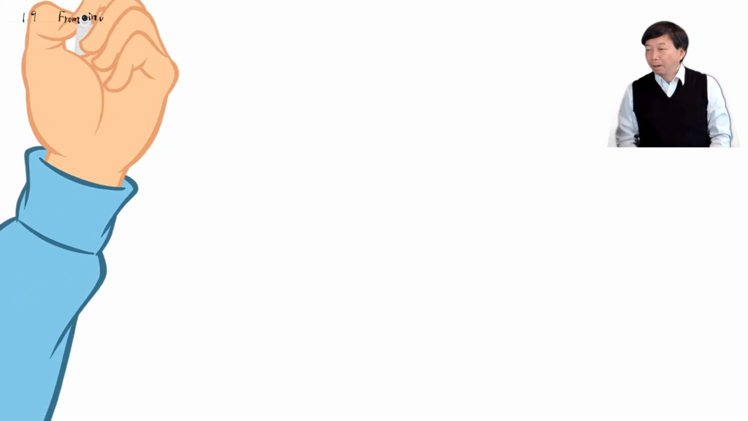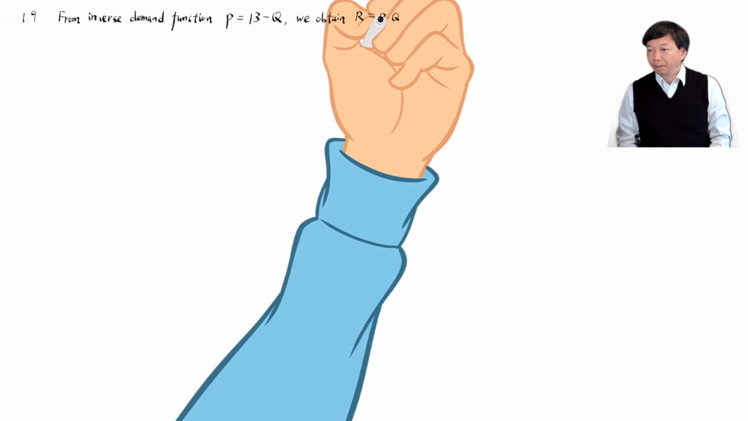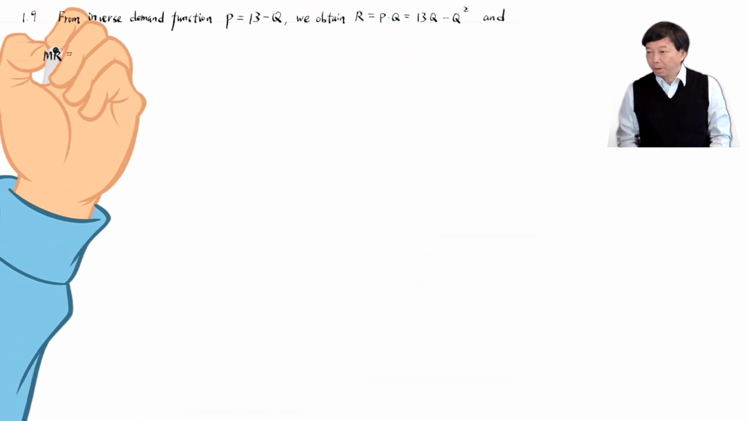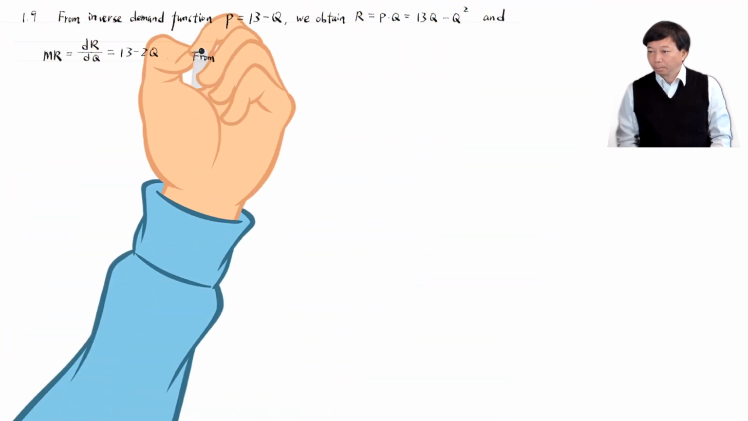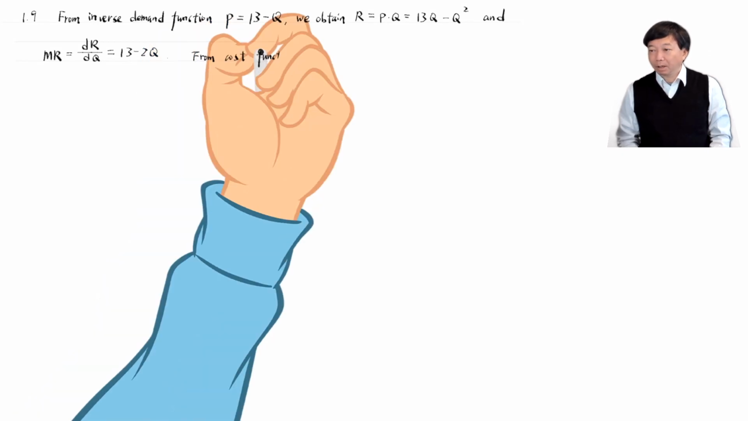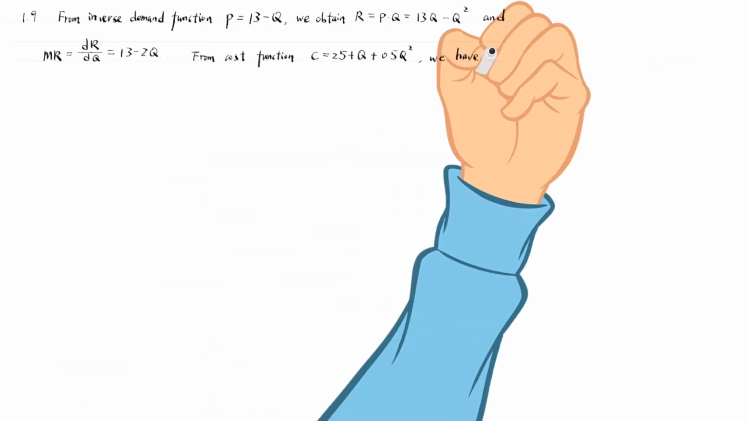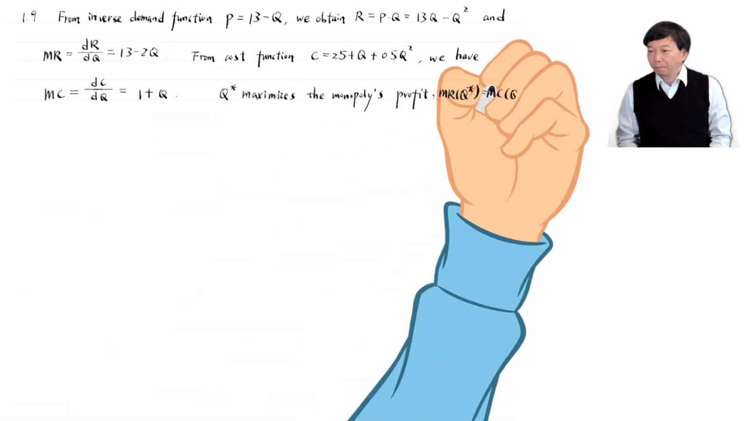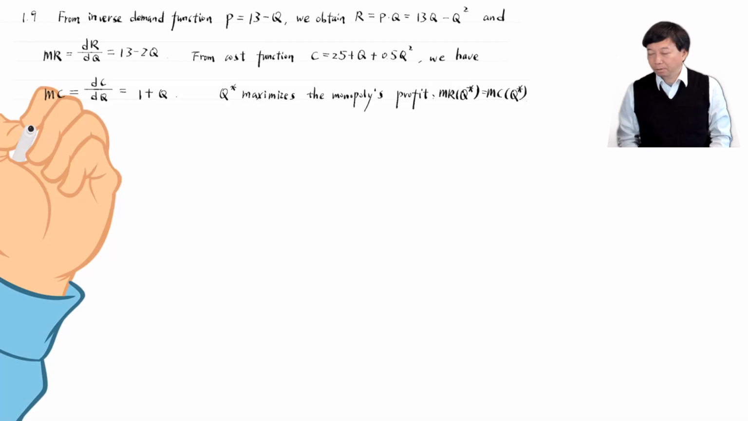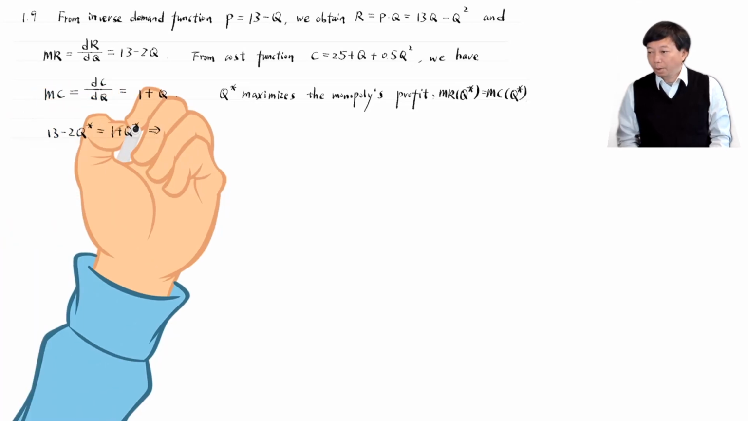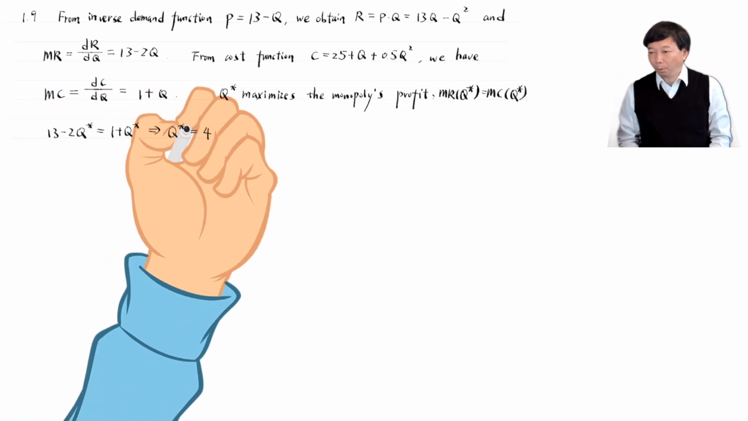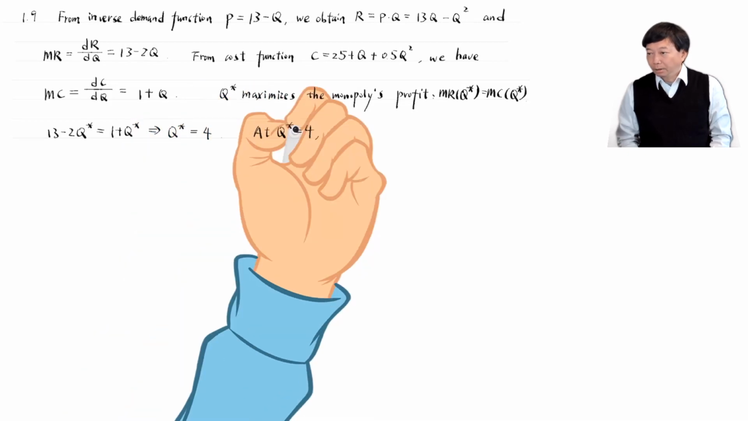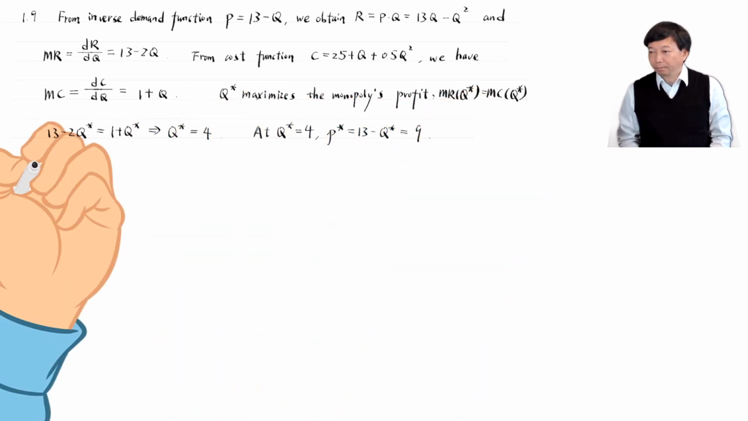From the inverse demand function, we obtain the revenue and marginal revenue. From the cost function, we have the marginal cost. The Q star maximizes the monopoly's profit when marginal revenue equals marginal cost at that quantity. We can solve for Q star. It is 4. At that output, the market price is 9.